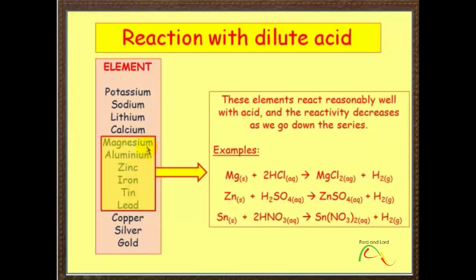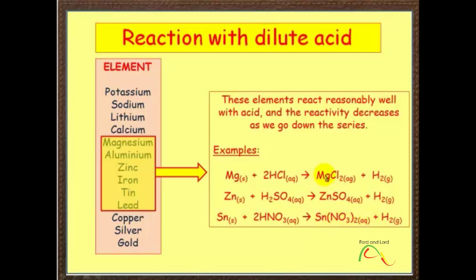So magnesium is the most reactive, all these here, and again magnesium plus hydrochloric acid will give us magnesium chloride plus hydrogen gas. You got it. Zinc plus sulfuric acid in this case here gives zinc sulfate plus hydrogen, and I've chosen tin down here. Tin plus nitric acid gives tin nitrate plus hydrogen.